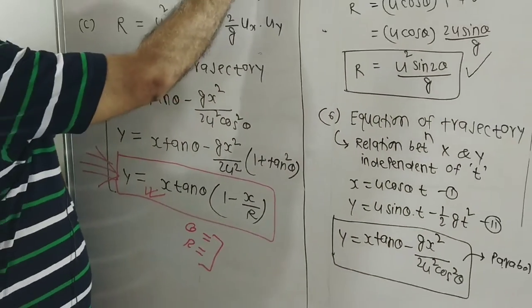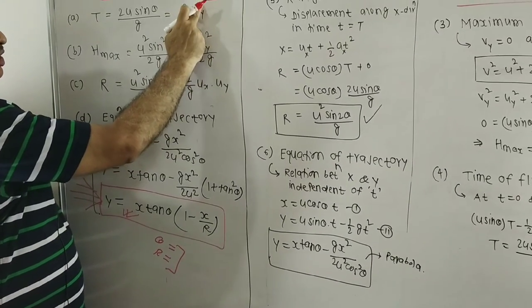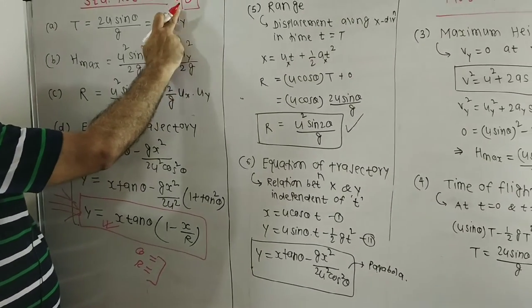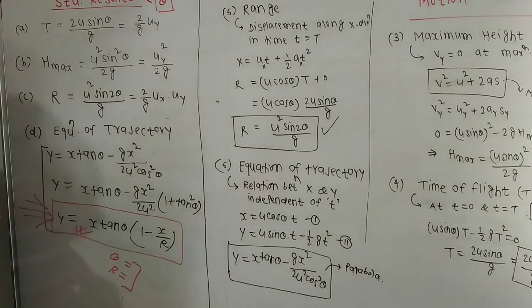But again remember, in all this derivation, theta is the initial angle of projection and it is taken from the horizontal direction, that is x direction.